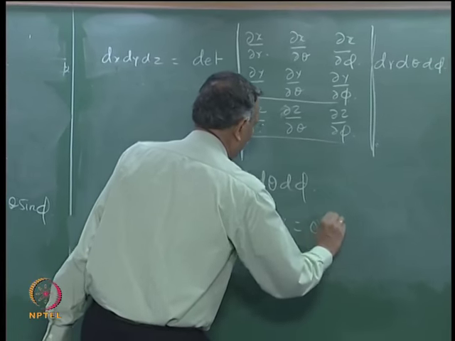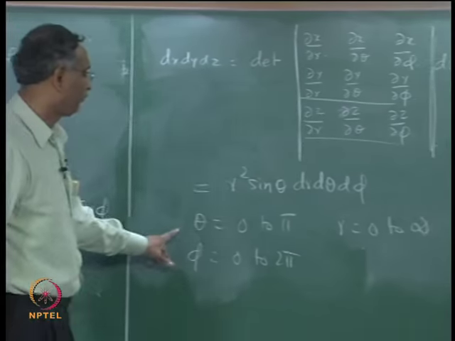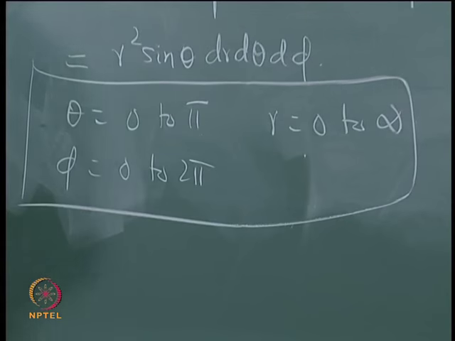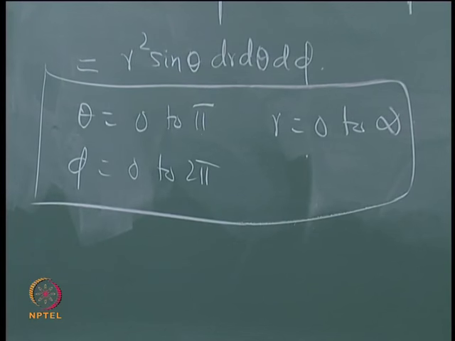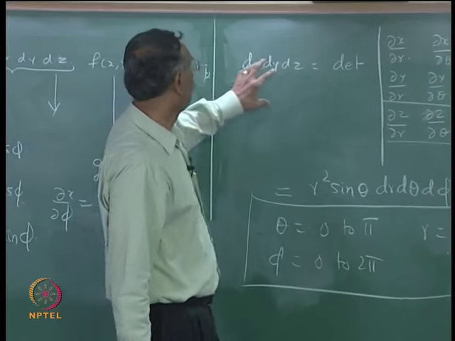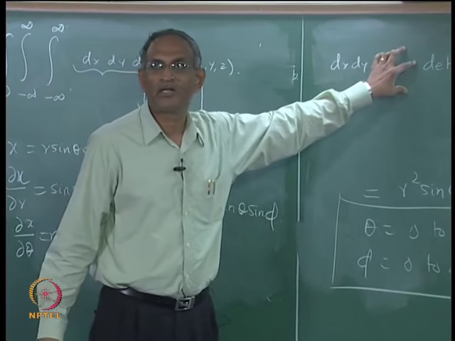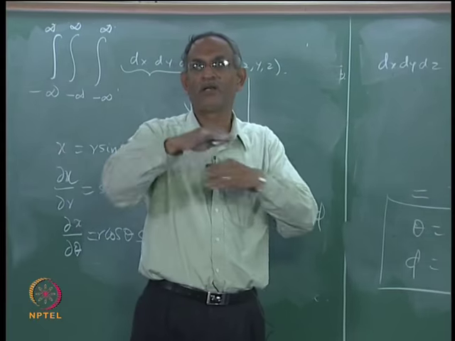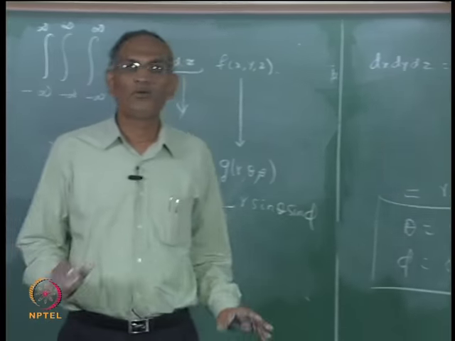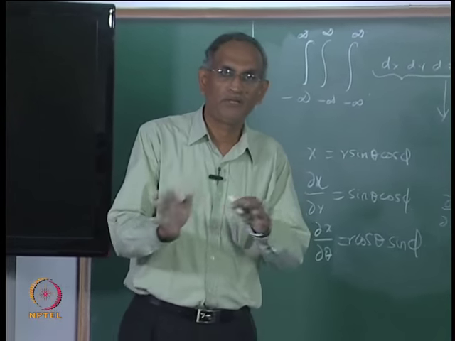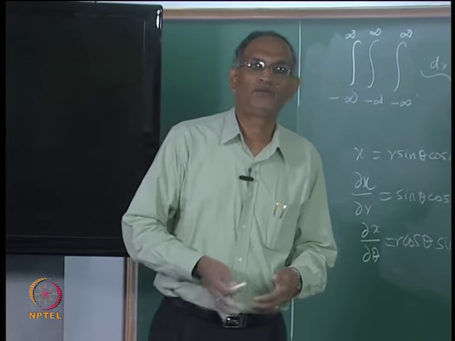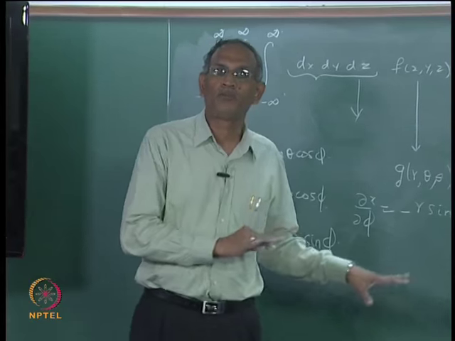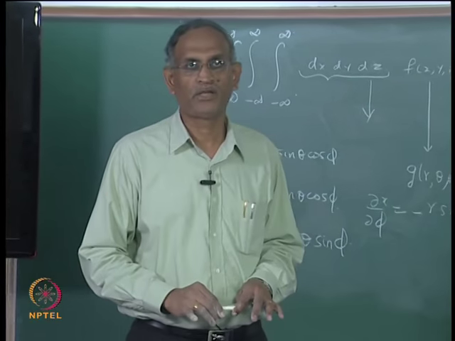Therefore, r is equal to 0 to infinity, theta is equal to 0 to pi, and phi is equal to 0 to 2 pi, in the spherical polar coordinate system, is the corresponding equivalent to the integration using the Cartesian coordinate system x, y, z, dx dy dz over all the three-dimensional space. So, these transformations are important. However elementary or preliminary they may be, there should not be any lack of clarity in these kinds of things.